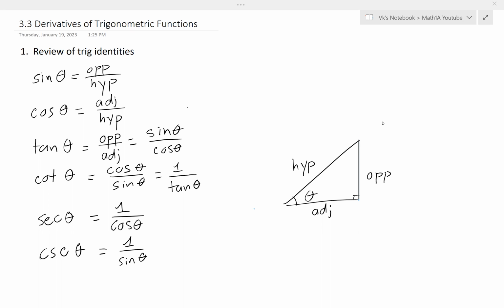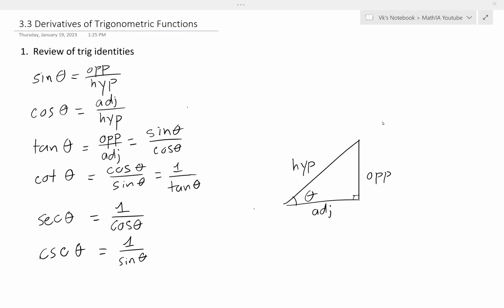First, we draw a right triangle and sketch out the angle theta. The side adjacent to the angle theta is ADJ. The side opposite to the angle theta is OPP. And the hypotenuse side of the triangle is HYP. Sine of the angle theta is defined to be opposite over hypotenuse. Cosine is defined to be adjacent over hypotenuse. Tangent is opposite over adjacent, which is sine over cosine.